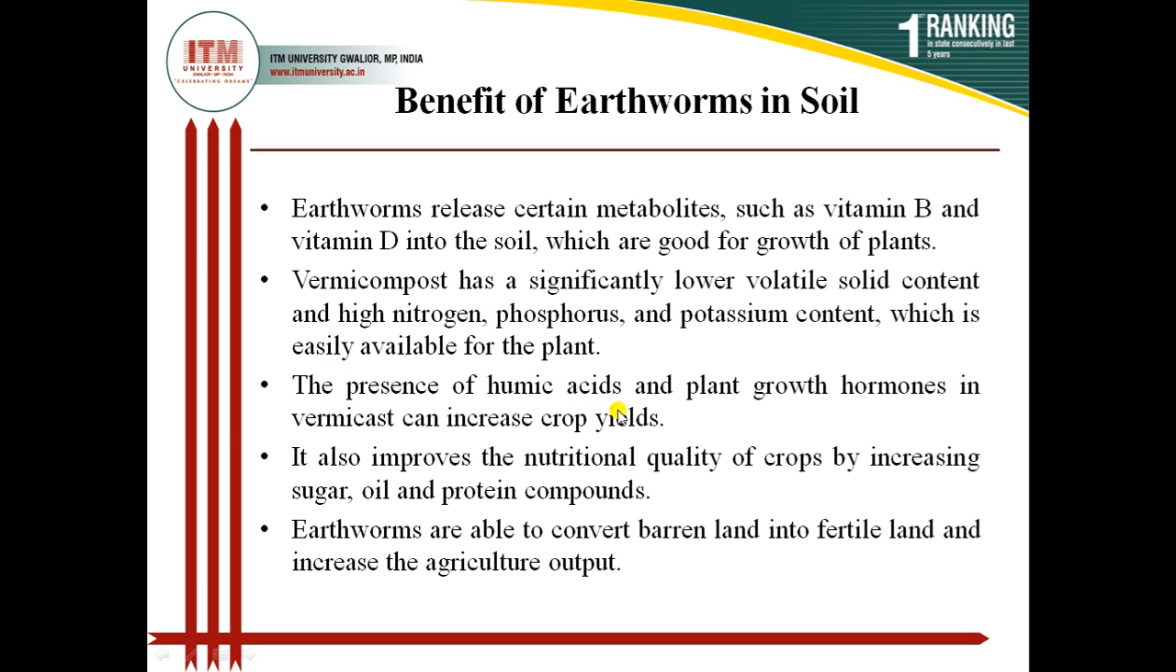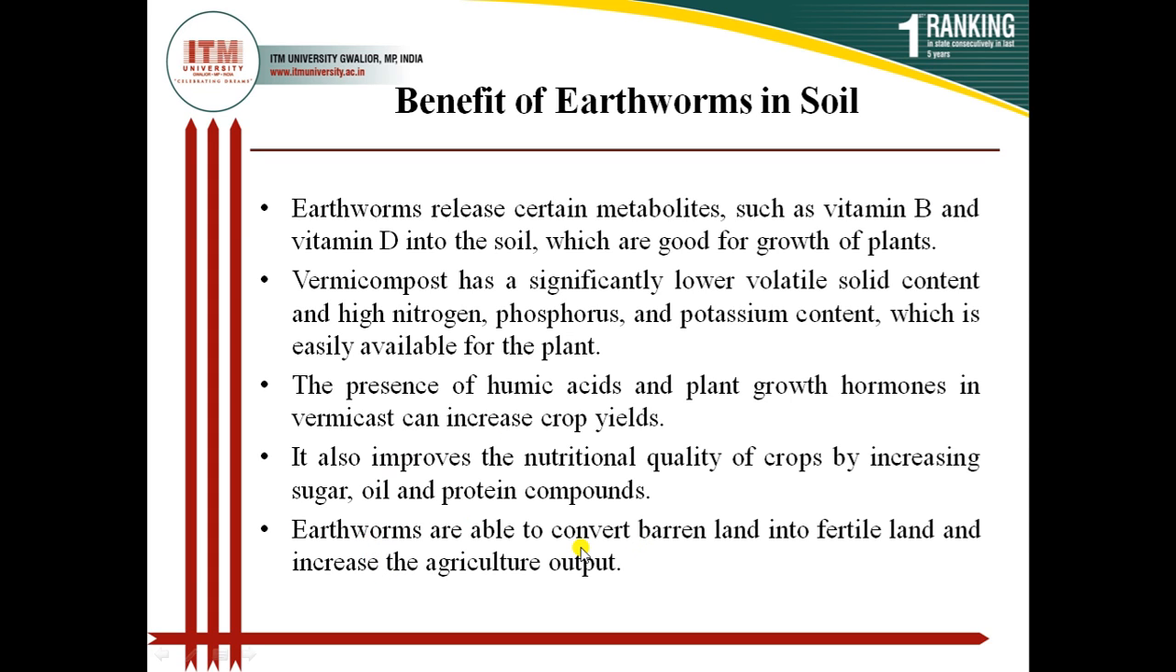Humic acid is also present in the excreta of earthworms. So this humic acid is also good for plant growth, and it is good for maintaining the pH of the soil. It also improves the nutritional quality of the crop by increasing sugar, oil and protein compounds. Earthworms are able to convert barren land into fertile land. This is the potential of earthworms.